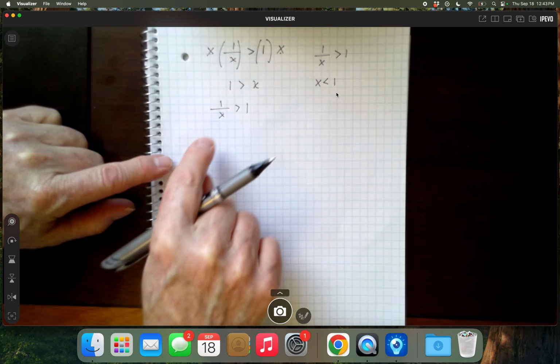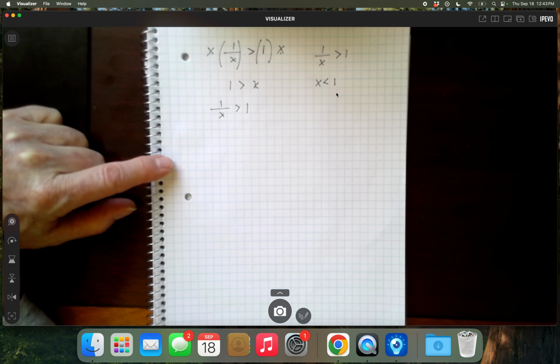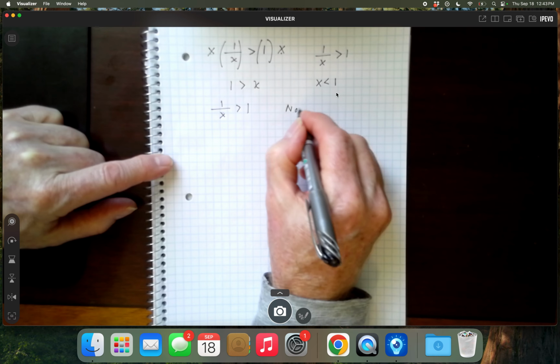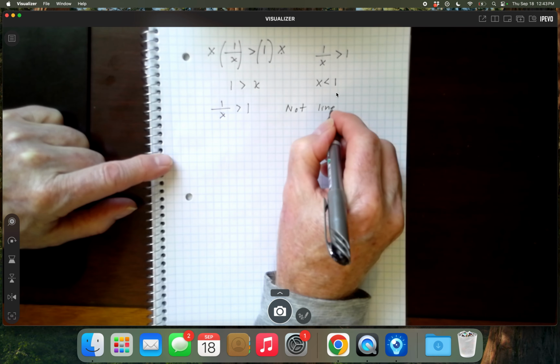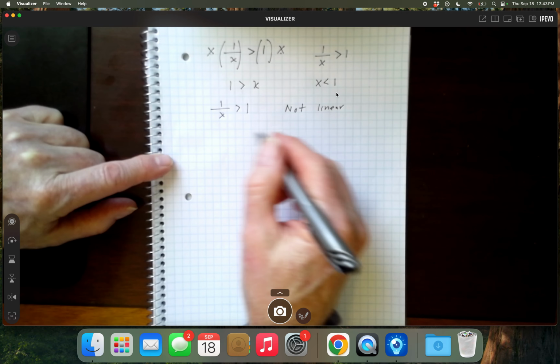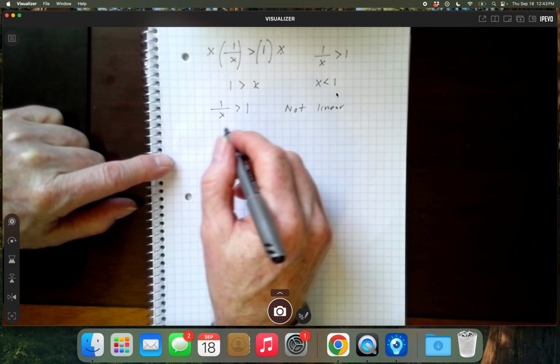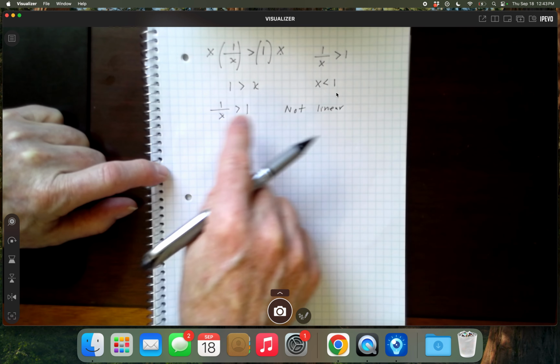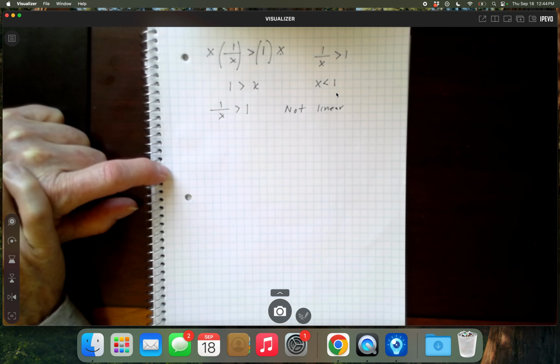The answer is, that is not a linear inequality. It's not linear. This is another type of inequality that we cover later. It's called a rational function. So how do you solve it? That's chapter 4. Hold off on that until chapter 4.